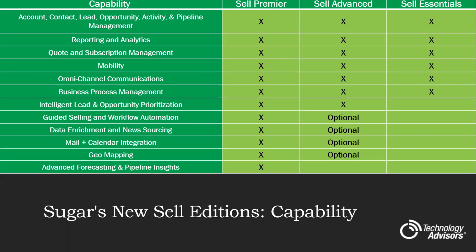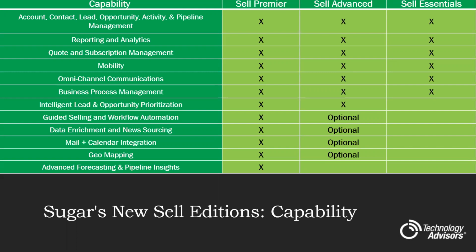And then the one thing to point out that is the biggest distinguishment between Premier and the other versions: Sugar Discover, which is their analytics and reporting tool, is only available in Premier. Sugar has moved that to be embedded in Premier, and it's no longer offered as a standalone add-on as it previously was.